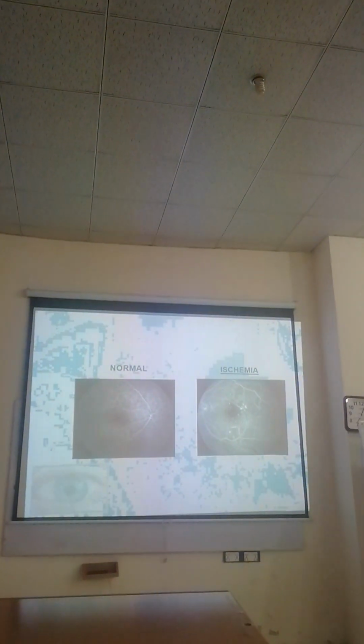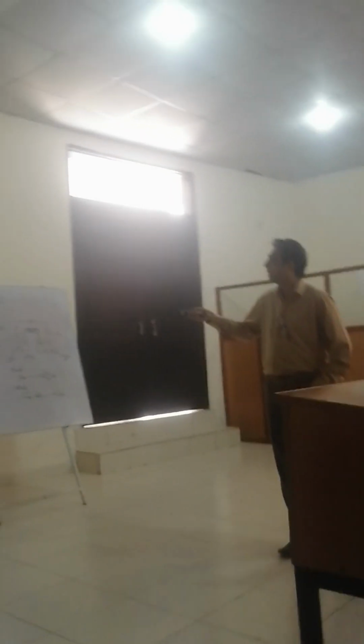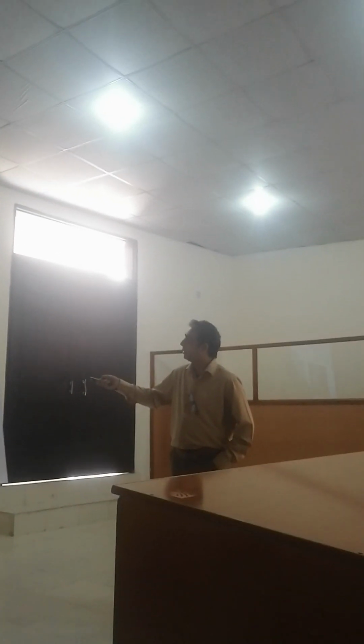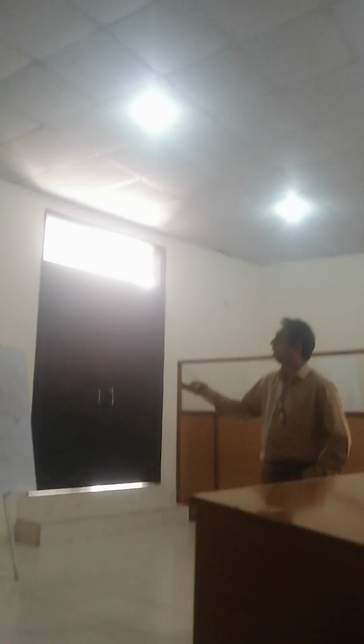Now you see, this is a normal FFA, fundus fluorescein angiography picture, and this is ischemic. You can see this is the macula. How do we come to ischemia? Because the area around the macula is normally avascular. The only thing which is telling us that there is ischemia is that around the macula the blood vessels are very tortuous. So leave it for the time. These are cotton wool spots.